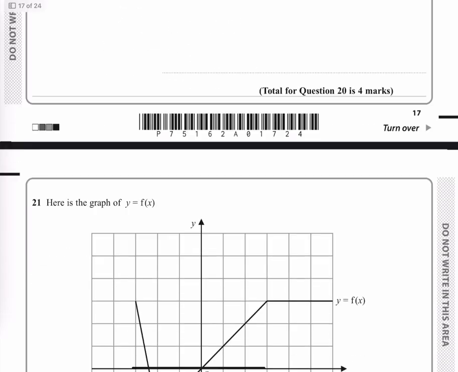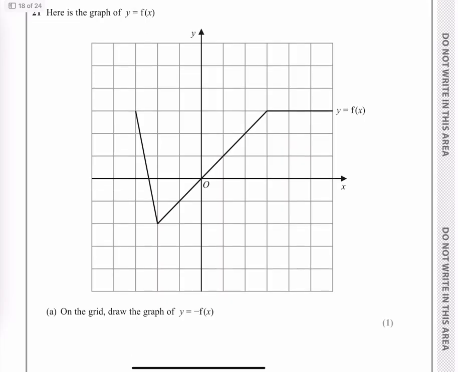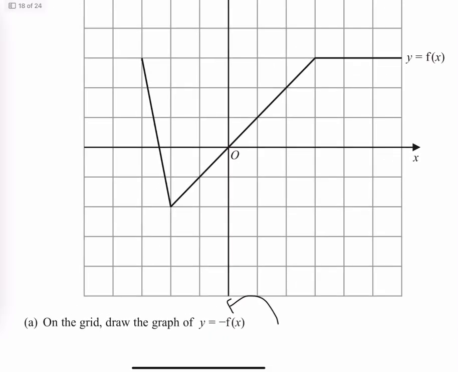Moving on, okay. Well, when the minus sign is outside, you're flipping in the x-axis. We change all the y coordinates. So that's 3 up, so this is 3 down. That's 2 down, so this is 2 up. The origin stays the same. 3 up, 3 down, and then it stays the same.